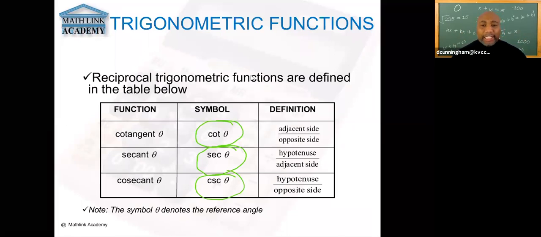Now, the cotangent has a relationship with the tangent. I'm going to write that next to this in blue. And it's the reciprocal. So if the tangent, I'm saying just the tangent, is opposite over adjacent, then the cotangent is adjacent over opposite. And this is the definition of the cotangent. It's the reciprocal of the tangent. Now the secant is the reciprocal of the cosecant.